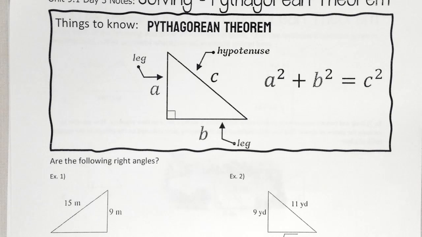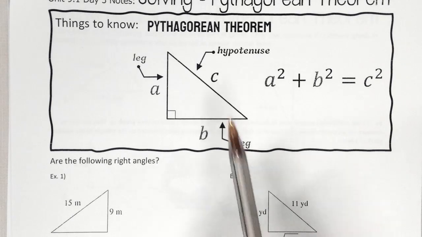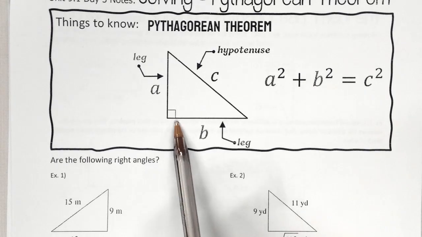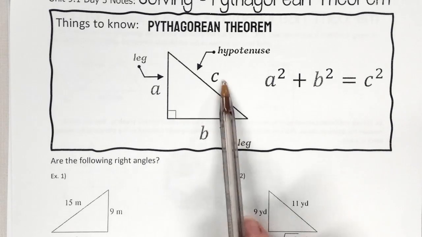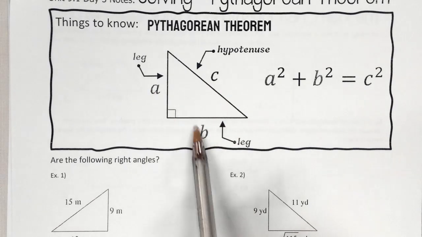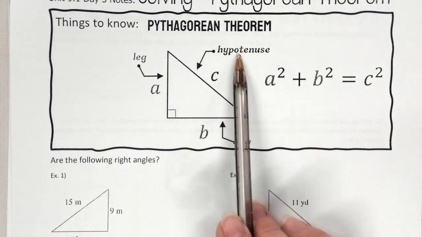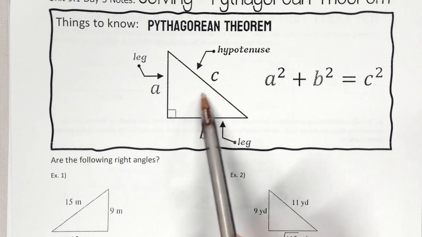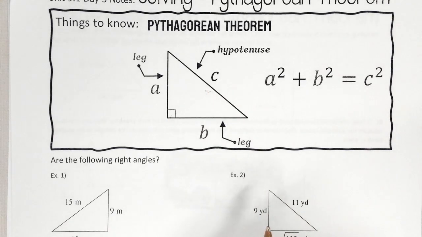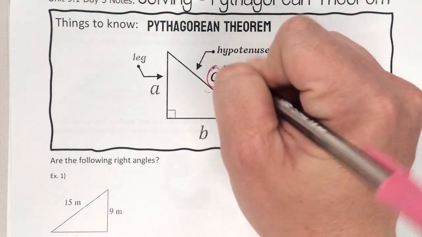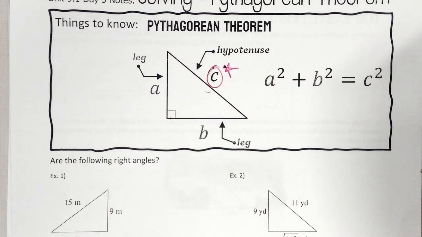Okay, we are doing Pythagorean Theorem. Just a reminder, Pythagorean Theorem only works when it's a right angle. Here's a right triangle with sides A, B, and C. A and B are just legs, the two sides, and C is your hypotenuse. Your hypotenuse is the longest side, across from the right angle. This is the side that's important, because if you mislabel the hypotenuse, you're going to get the wrong answer.